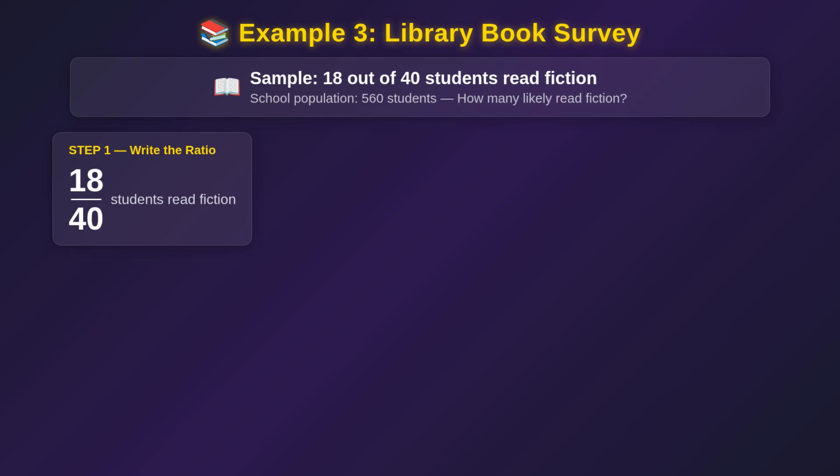A librarian surveys 40 randomly chosen students. She finds that 18 out of 40 students read fiction books. Let's find how many of the school's 560 students likely read fiction.